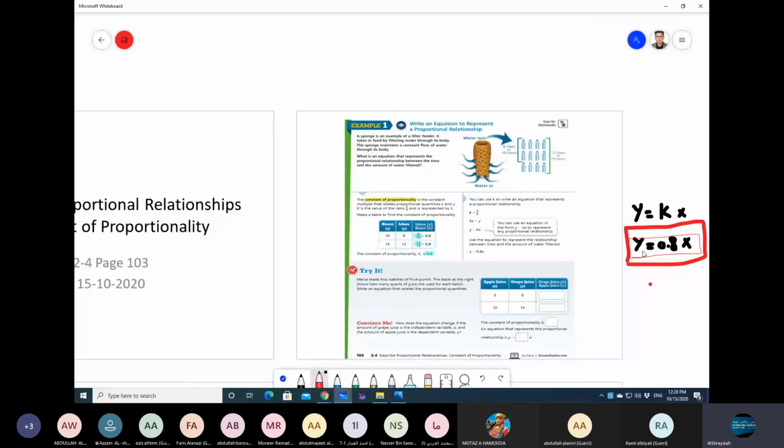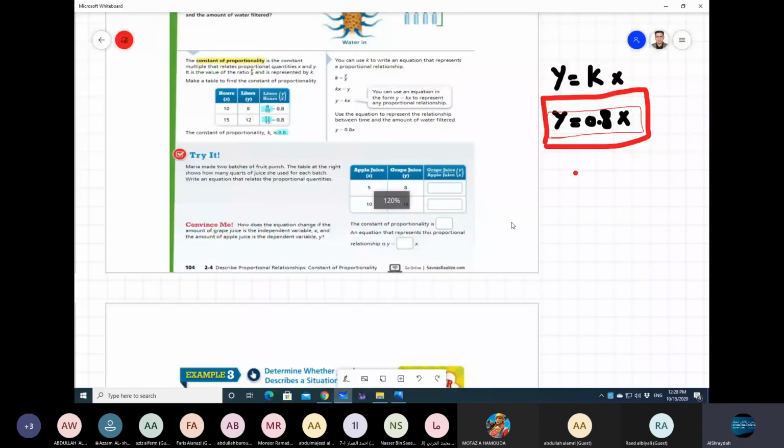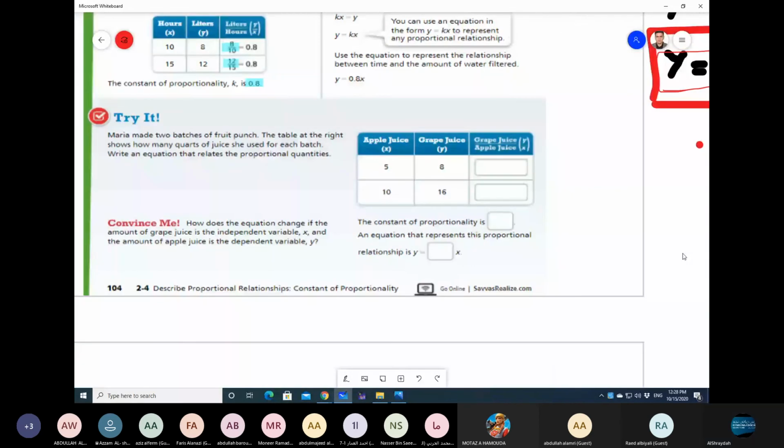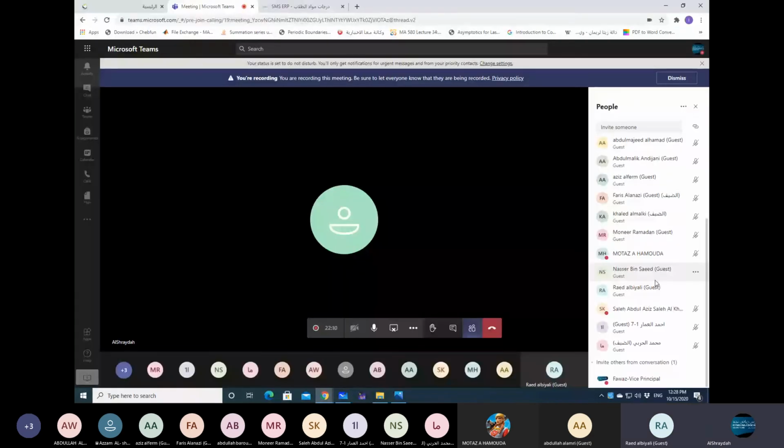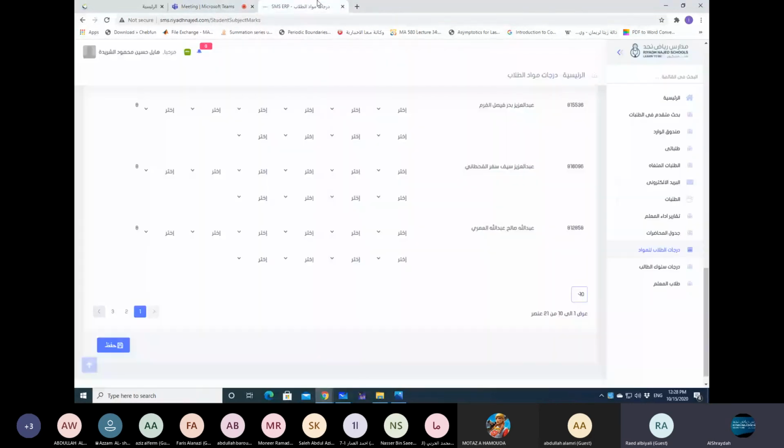Okay, let's try. Who can read the Try It question here, please? Yes. Anyone, please? Raise your hand. Raed, Saleh, Nasser. What, teacher? Could you please read this for us, please? Try It question. Yes.